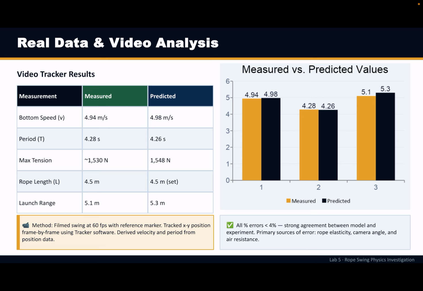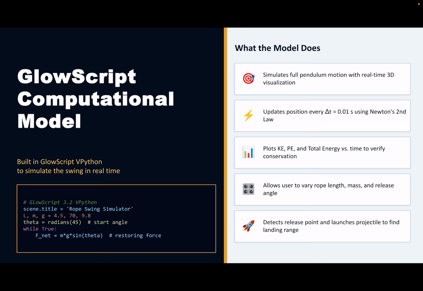So now here's the GlowScript model. Alongside the real-world experiment, I built a GlowScript VPython simulation. The code initializes a pendulum with our measured parameters and runs a physics loop, updating position every 0.01 seconds using Newton's second law for the restoring force. This simulation plots kinetic energy, potential energy, and total mechanical energy in real time, confirming that they are conserved. It also lets you interactively change the rope length, mass, and release angle, which I use to explore the what-if questions. When the swinger releases, the code switches to projectile motion and calculates the landing range.